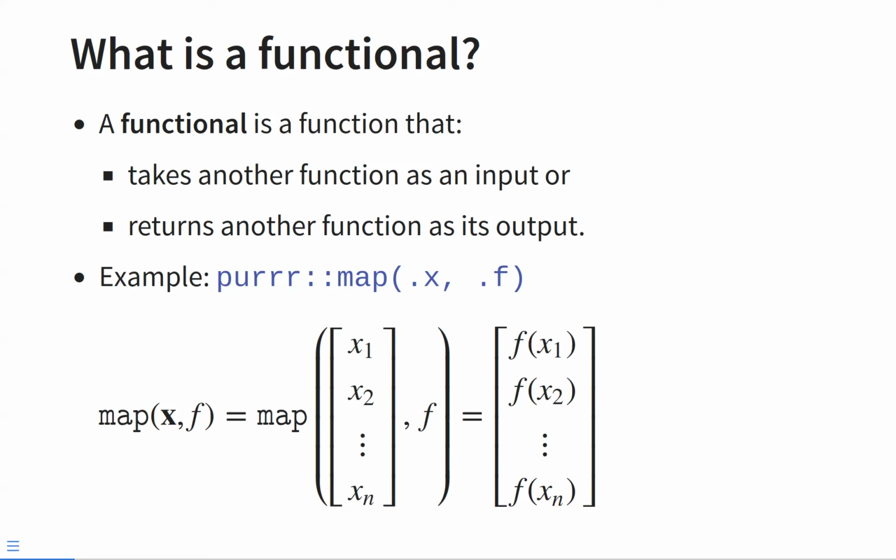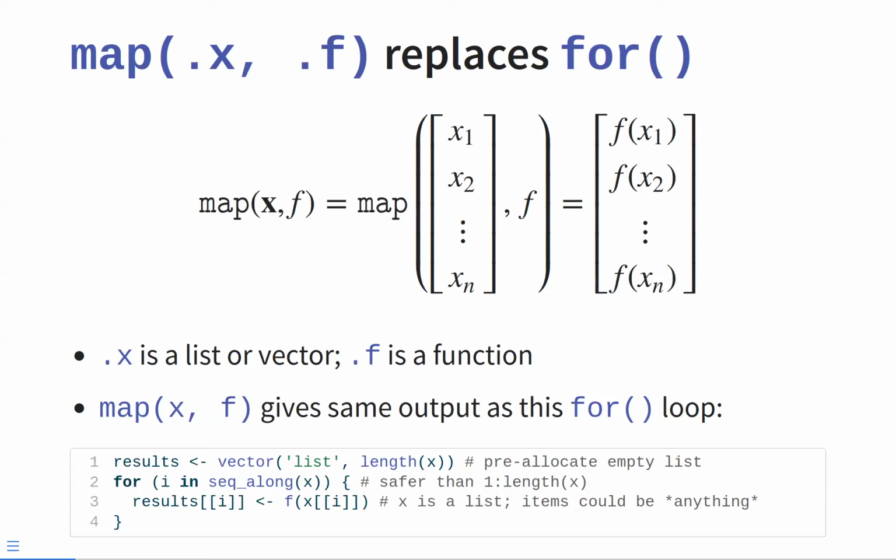What map does, in short, is if you've got a list of elements, x1, x2, up through xn, and you've got a function f, then map returns a list containing f of x1, f of x2, all the way up to f of xn. So in essence, this replaces a for loop. The first argument to map is either a list or a vector, and the second is a function.